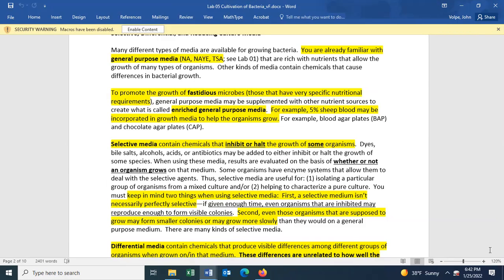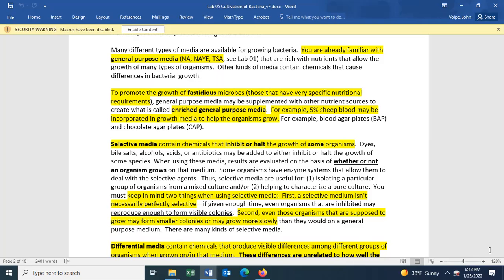And one enriched general purpose media is blood agar, which is, I think, tryptic soy agar that's supplemented with 5% sheep's red blood cells. And the sheep's red blood cells provide nutrients that the fastidious organism requires, or at least some fastidious organisms require. Anyways, that's general purpose media, and then enriched general purpose media.